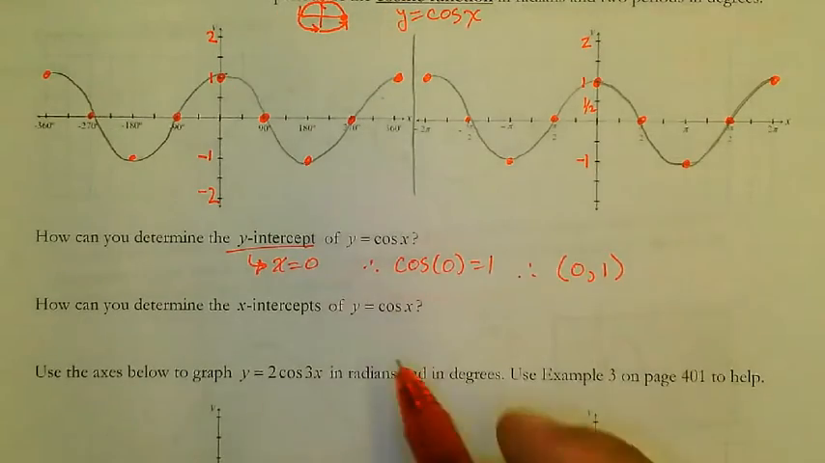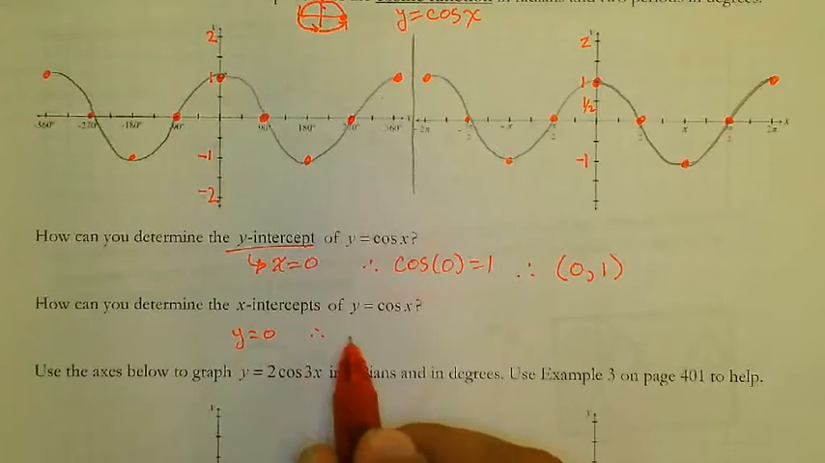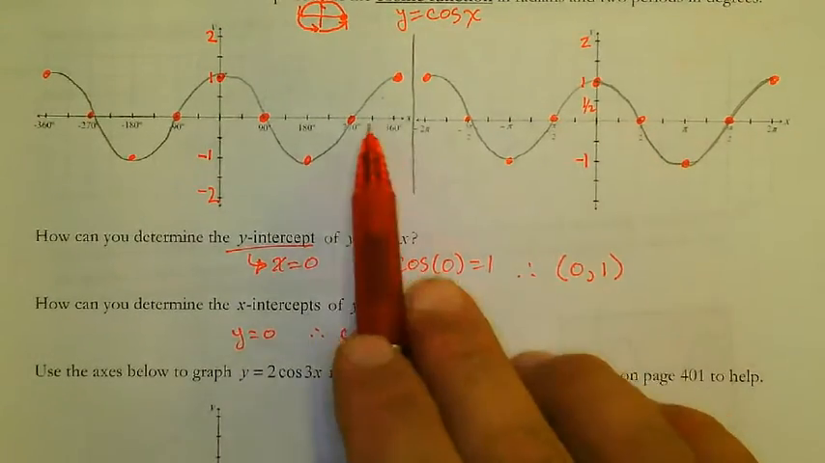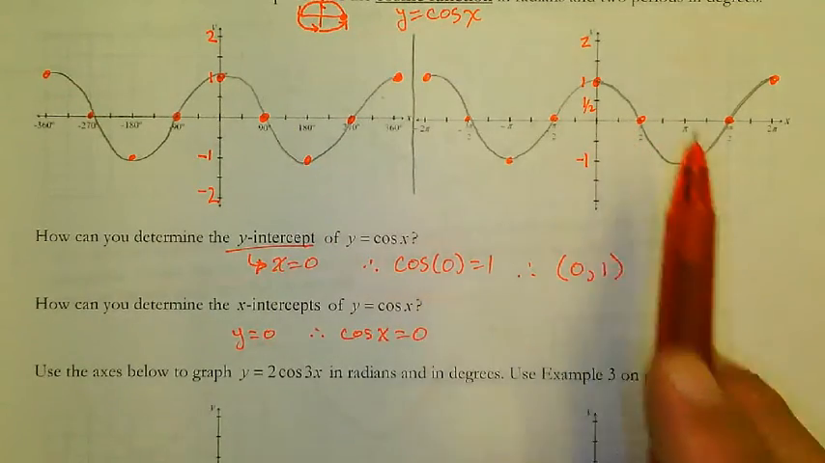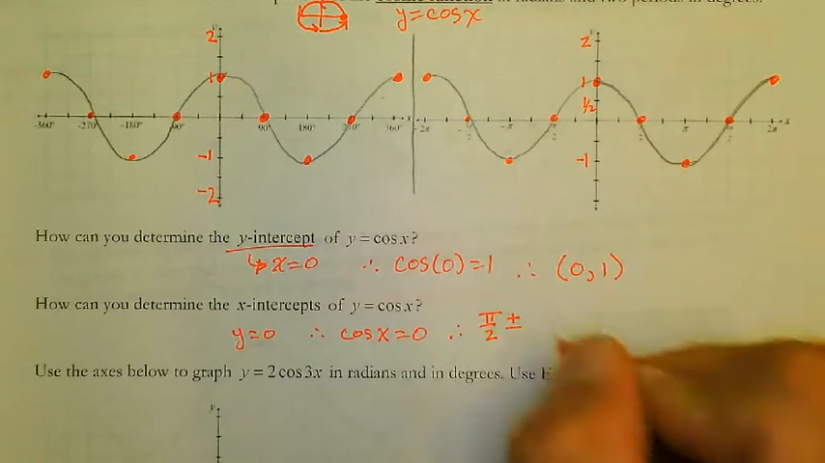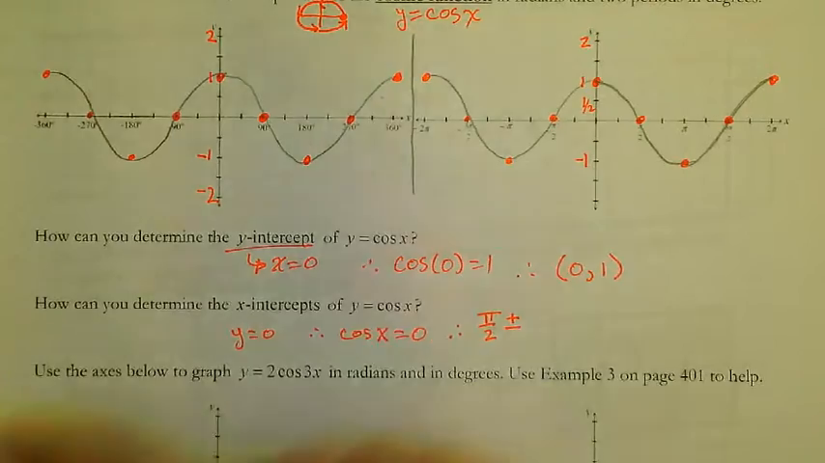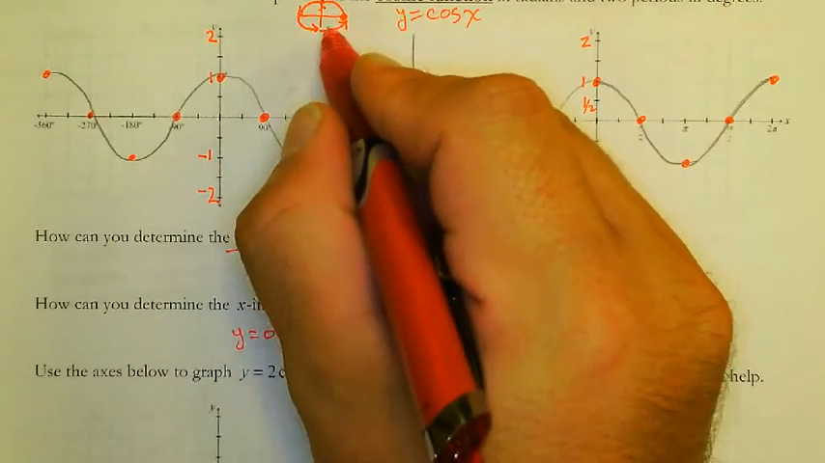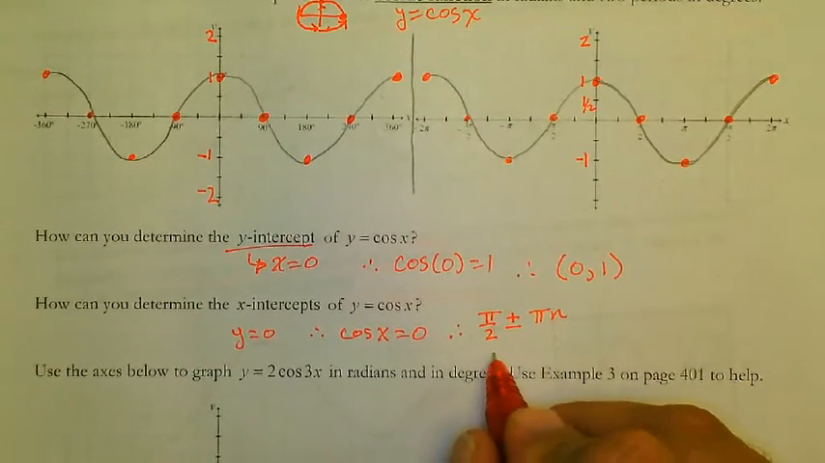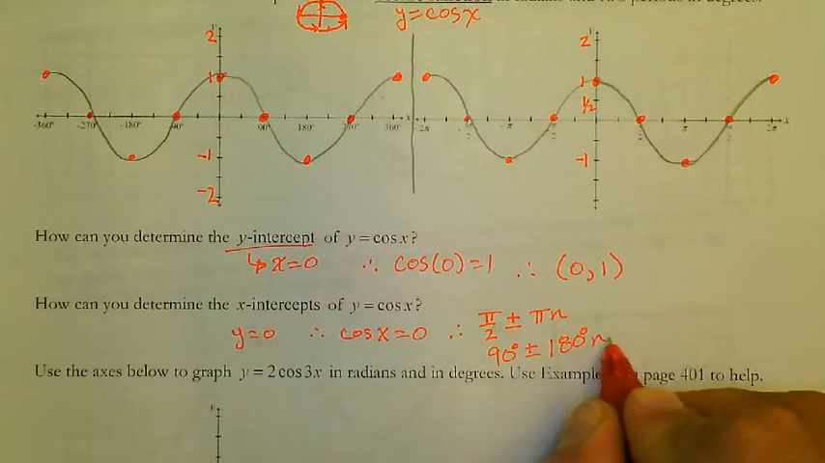X-intercepts, how do I determine those? Well, for the x-intercepts of y equals cosine of x, y is equal to 0, so therefore the cosine of x is equal to 0. The first time that happens is at 90 degrees or at pi/2 radians. So therefore, at pi/2 radians, plus or minus half of a revolution. So here, then go around half of a revolution: pi/2 plus or minus some multiple of pi, or 90 degrees plus or minus 180 degrees times n.